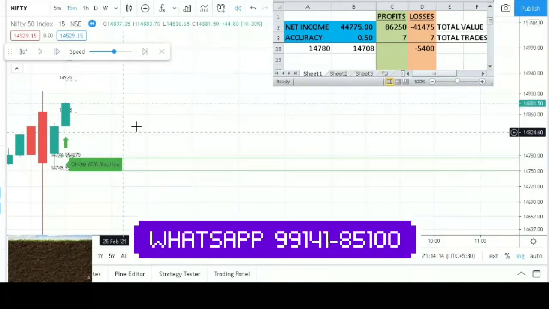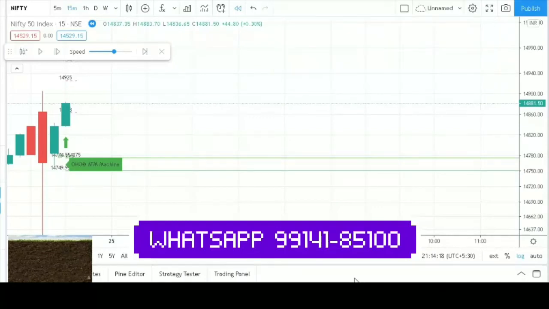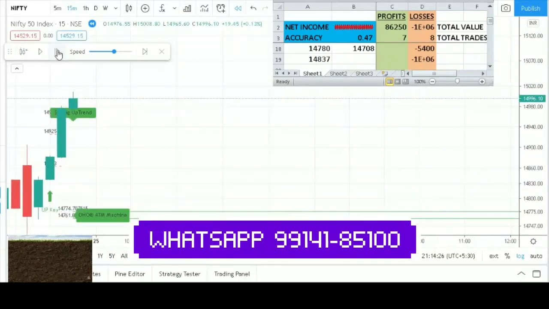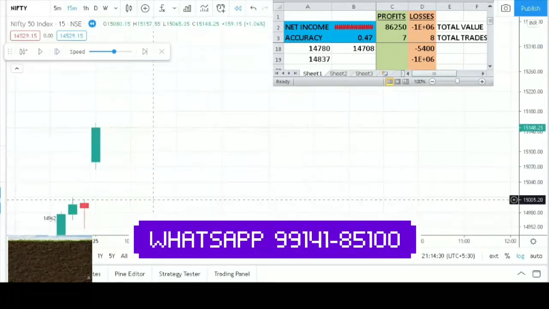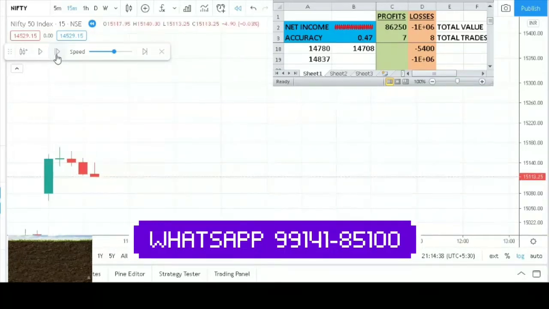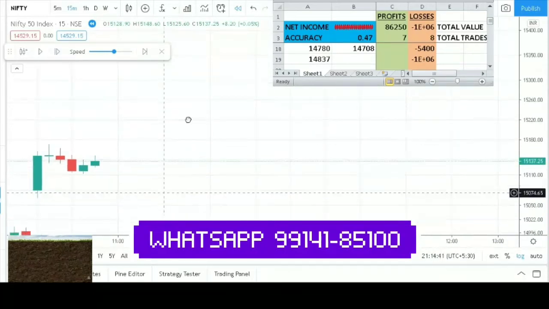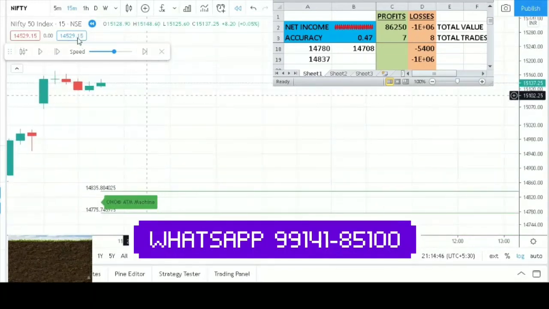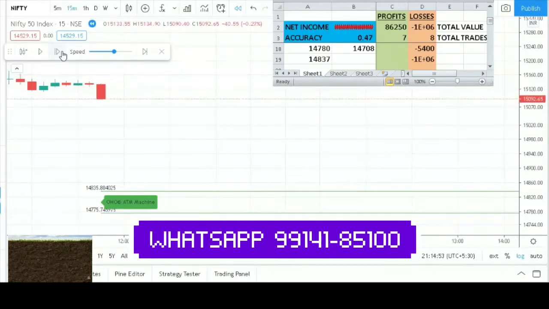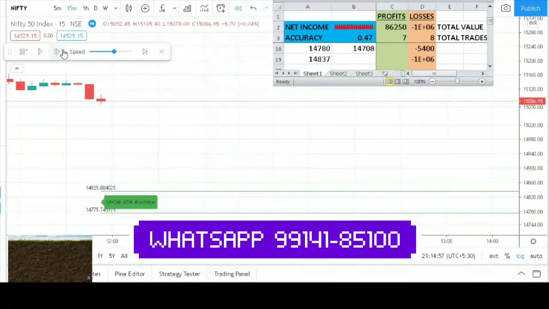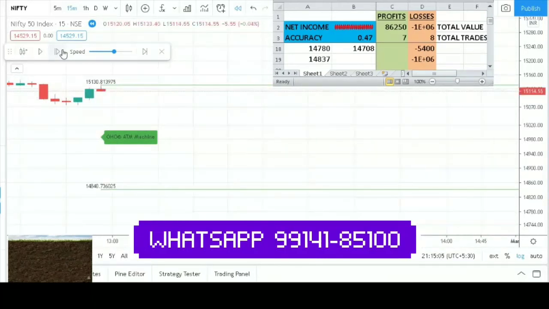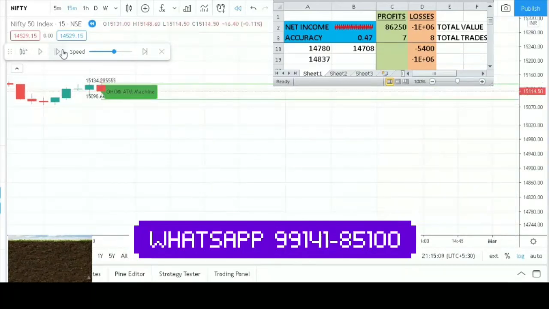Now opening is at 14837. Buying 14837 and selling at, oh wow, all three targets hit, first lot booked and second lot will come. Oh, where is it going? What is this? Here is the machine. Yes, the color of the machine matters to us. Let it go. Where is it going? Let's see. It's inside the machine, not closing outside.